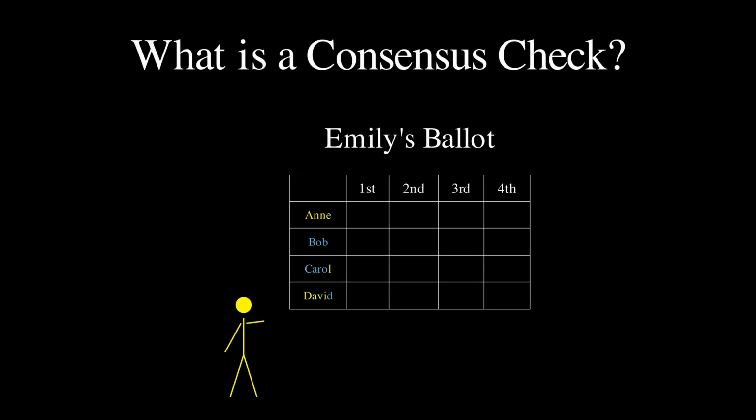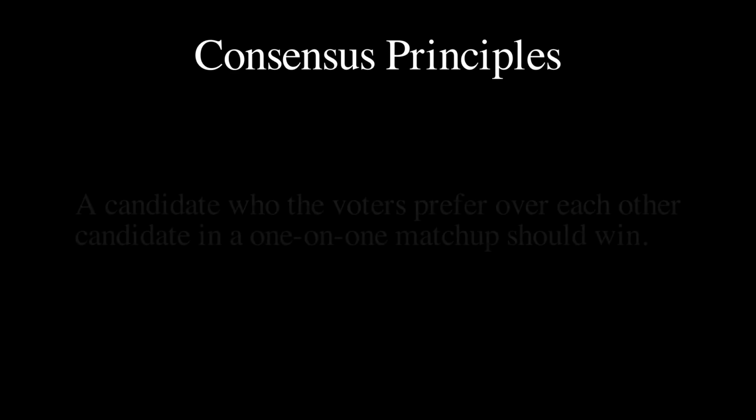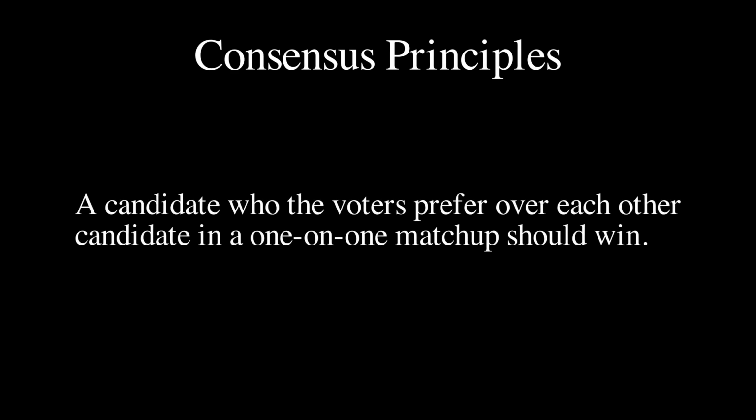What is a consensus check and how does it work? A consensus check is based on two simple principles. The first is that a candidate the voters prefer over each other candidate should win. Like a round-robin sports tournament, a team who defeats every other team wins. The second is that everyone should have a say.